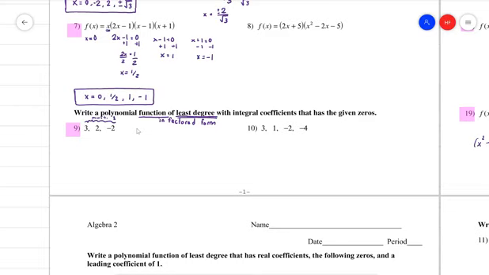And so we have 3. We're going to take the opposite, so that factor is x minus 3. 2 gives me a factor of x minus 2. And negative 2 gives me a factor of the opposite, x plus 2. And once I create a factor for each, then I am done with that problem because I've made my polynomial function.